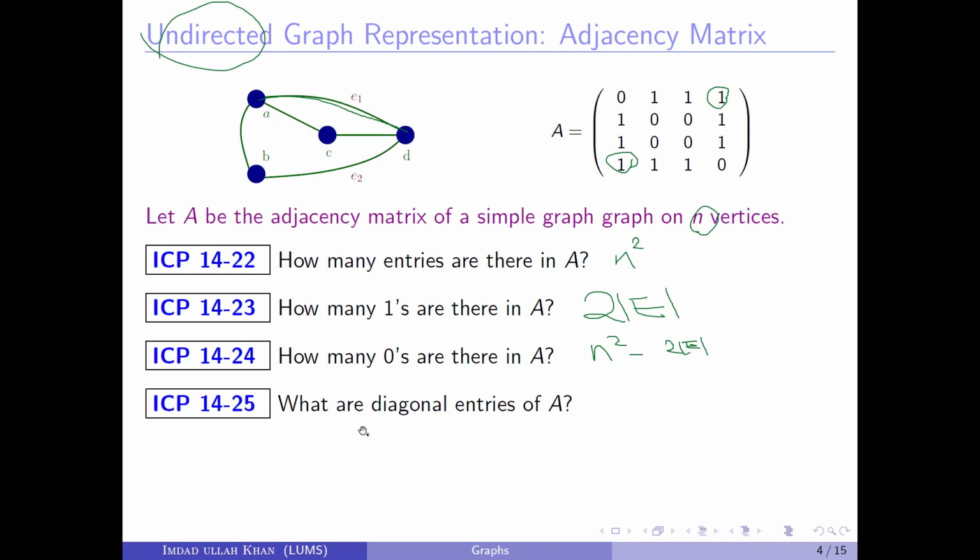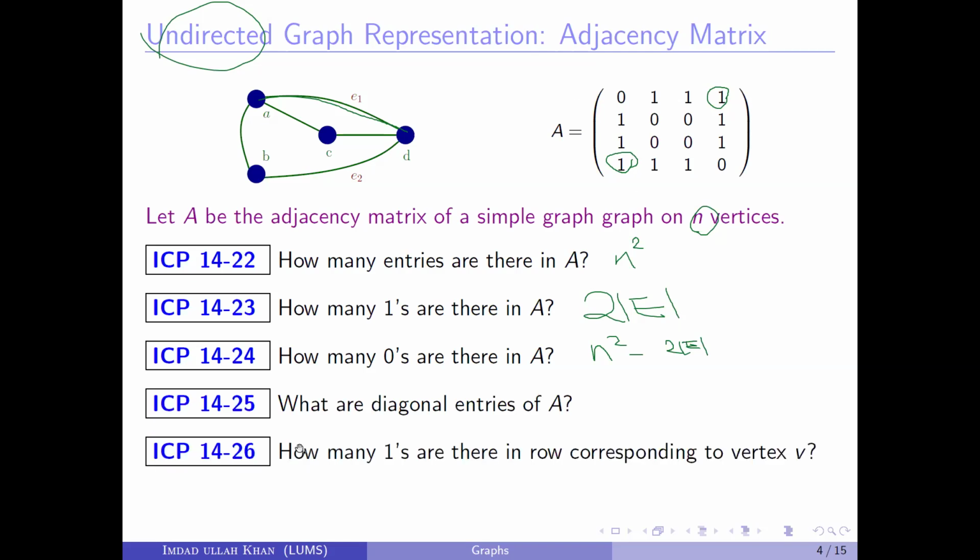What are the diagonal entries? Diagonal entries represent self loops, and in this case, they are all zeros. How many ones are there in the row corresponding to vertex V? If I'm going fast over here, you can take pauses, solve these questions on your own, and then come back to my answers. How many ones are there in the row corresponding to vertex V? For example, if we focus on this row, we have 2 ones. They represent the degree of that vertex. This third row is for vertex C. There are 2 ones because the degree of C is 2.